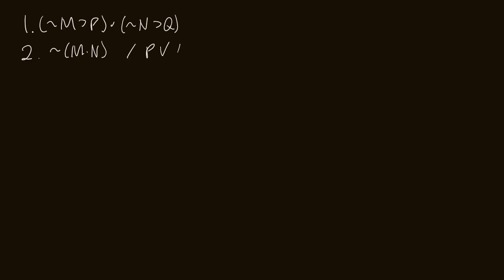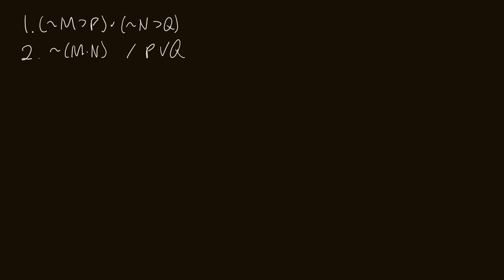So the first proof we're going to look at, what do we want our premises to be? Well, our premises are going to be: not M then P, and not N then Q. Our second premise will be not M and N. And then the conclusion we want to get to is P or Q.